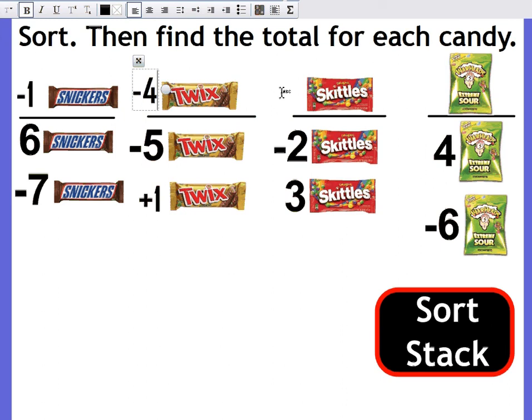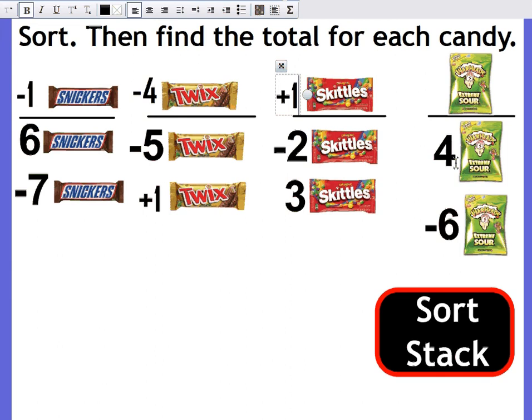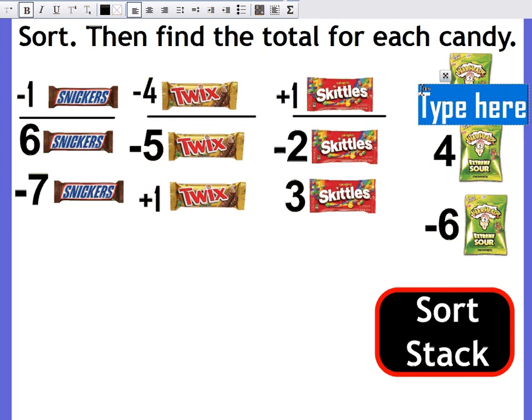Similar idea, we're going to have for Skittles, we're going to just have a positive 1, and put a positive 1. And for our Warheads, we're going to have a negative 2. So again, make sure you can see those examples in there.